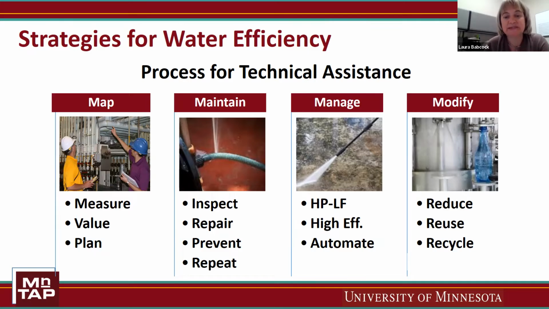work. Mapping is number one. Mapping is understanding where your water is used. Maintaining is making sure everything is working the way it's supposed to. Managing is making things work better. And modifying is, let's rethink how we use water. And so we'll go into each of these with an example.